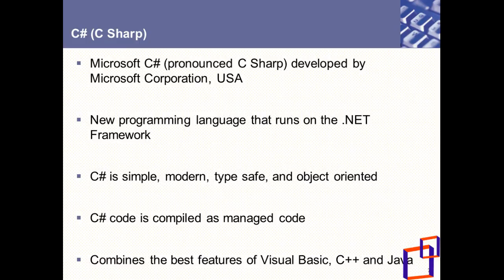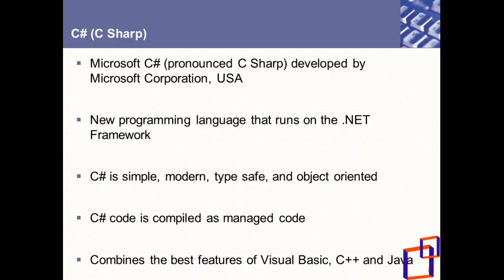Previously we discussed that. C Sharp is a simple, modern, type-safe and object-oriented programming language. C Sharp code is compiled as managed code. Here we need to know what managed code is and what unmanaged code is. For example, take the C programming language. After compilation of a C program, we directly get the native code. That native code will not work with another machine. Why? Because that is unmanaged code. That kind of code is known as unmanaged code.